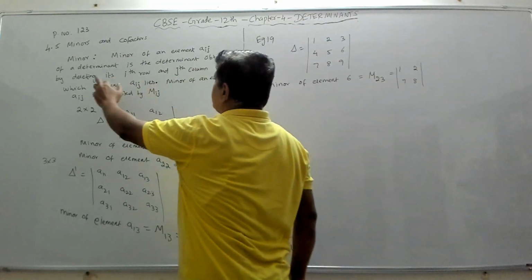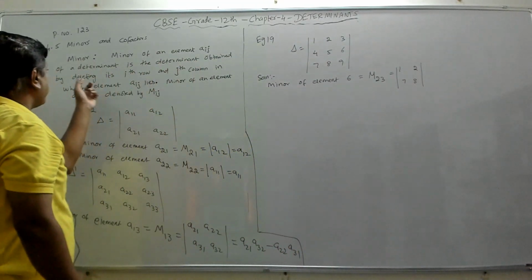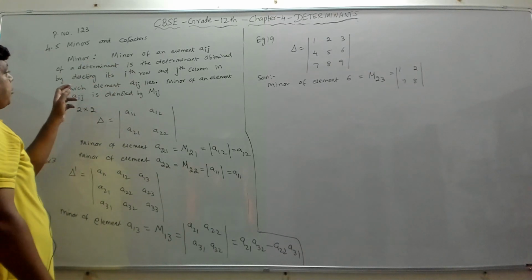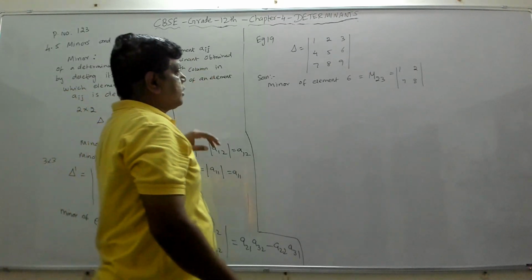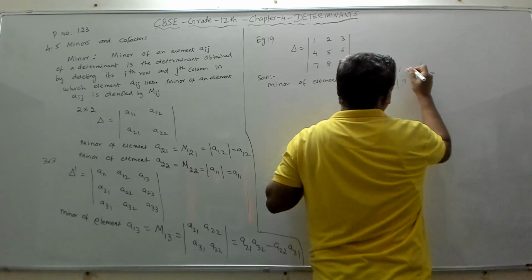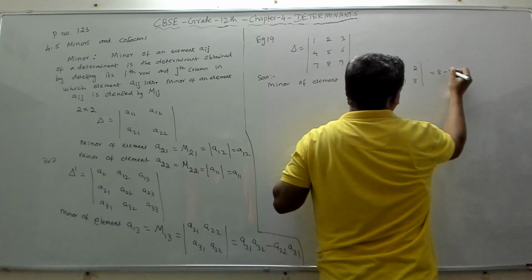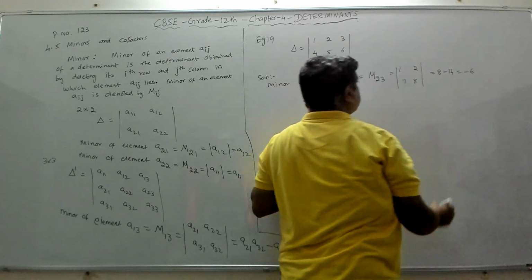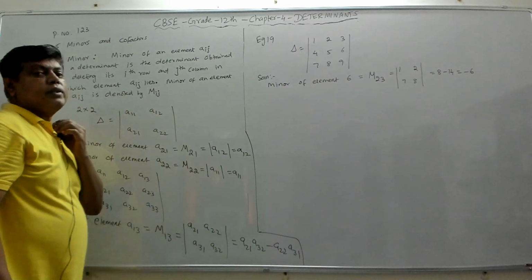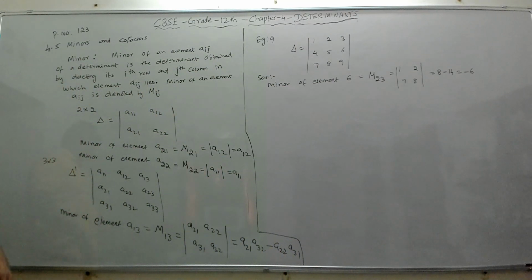That is the meaning of this: the minor of an element Aij of a determinant is the determinant obtained by deleting its ith row and jth column in which the element Aij lies. Now what is the value of this? 1 into 8 is 8, minus 7 2s are 14. So the answer is minus 6. The minor of element 6 is minus 6.